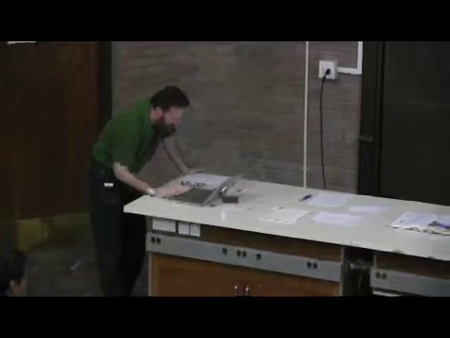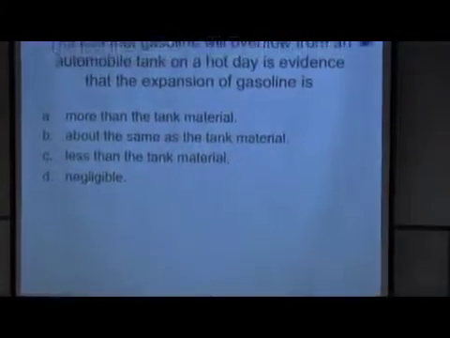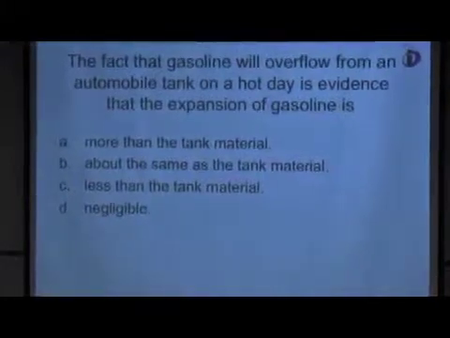Polling open now. This is a thermal expansion question. We covered that too.